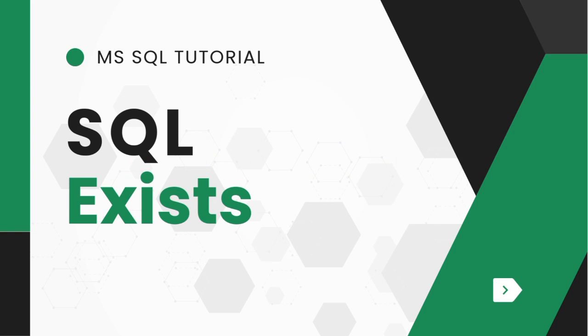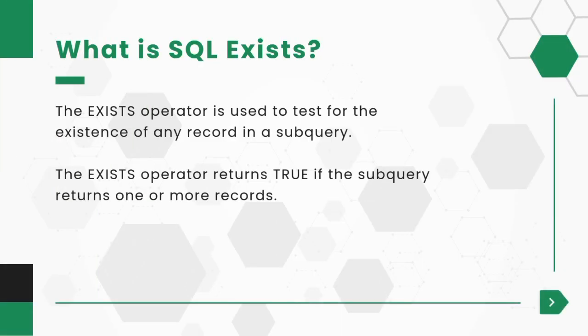So, let's get started. But before we start, what is a SQL EXISTS operator? The EXISTS operator is used to test for the existence of any record in a subquery. The EXISTS operator returns true if the subquery returns one or more records. True, in programming, means 1 or it has a value. False means 0 and has no value.